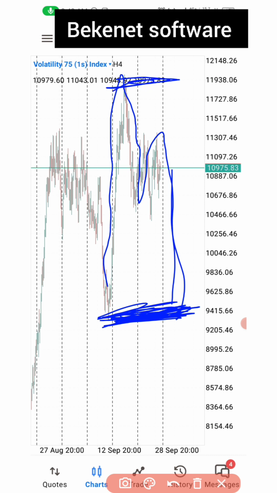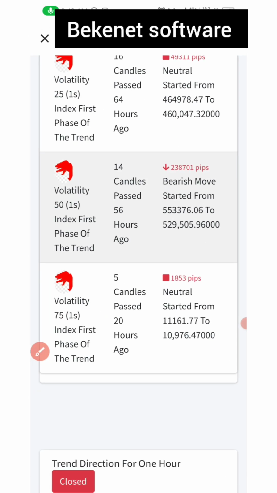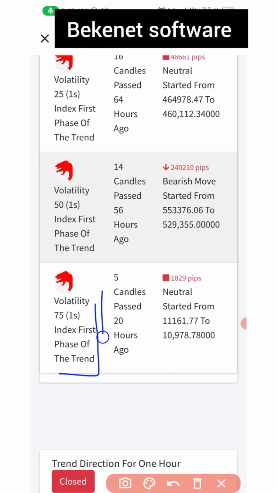Do you understand? That is how to use this powerful application. Always focus on the first phase. Please, first phase. Please, first phase. This is the more reason why we are working towards a page alone, so that it can generate only first phase for you. Do you understand?